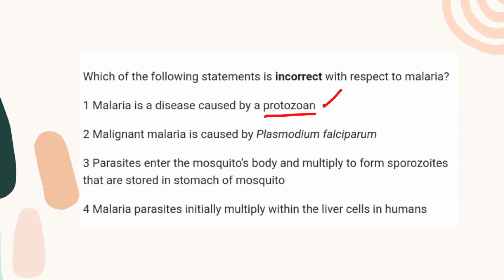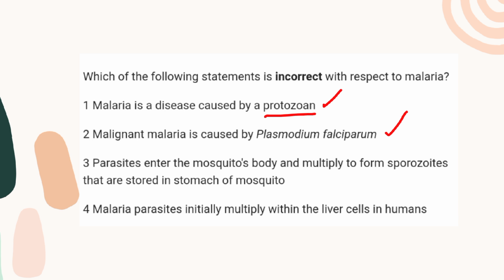The malignant malaria is caused by Plasmodium falciparum. Yeah, the malignant one is caused by the most dangerous malaria causing protozoa, which is Plasmodium falciparum. The third one: parasites enter the mosquito's body and multiply to form sporozoites that are stored in the stomach of mosquitoes.